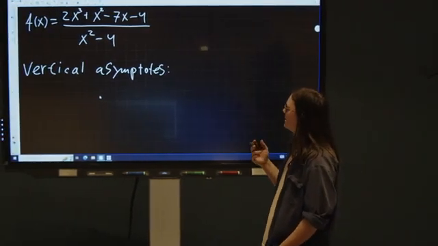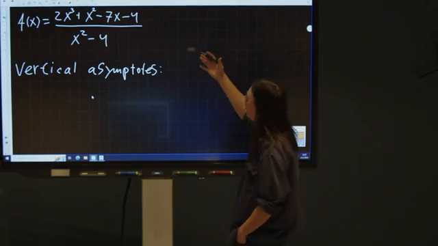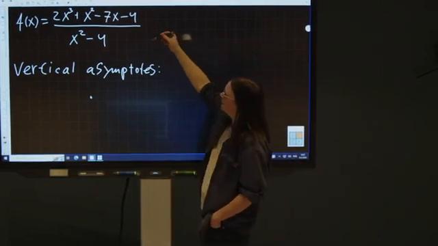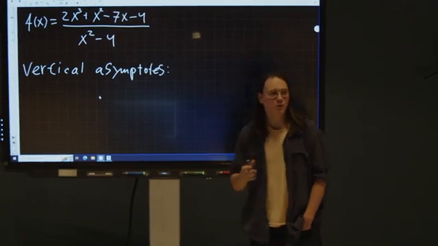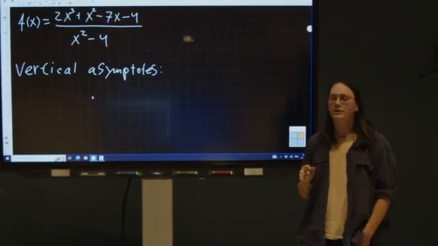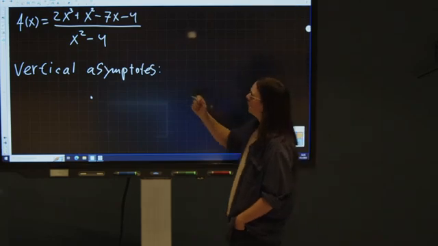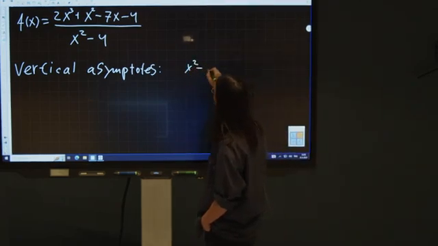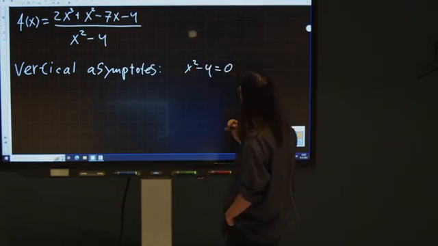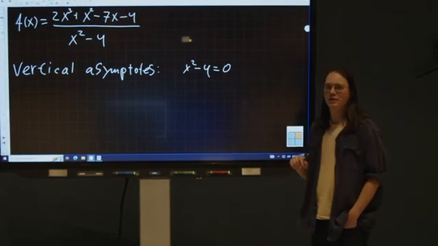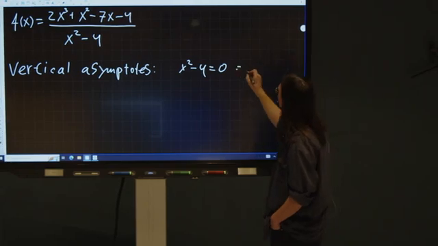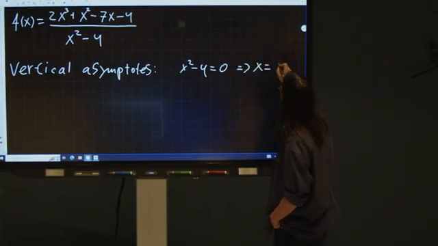In this case, I have a rational function, so the only kind of vertical asymptotes I'm going to have is where this denominator is 0, which means in order to find out where my vertical asymptotes are, I just need to find where x squared minus 4 equals 0. Well, that's a very easy quadratic formula. That just gives me x equals plus or minus 2.